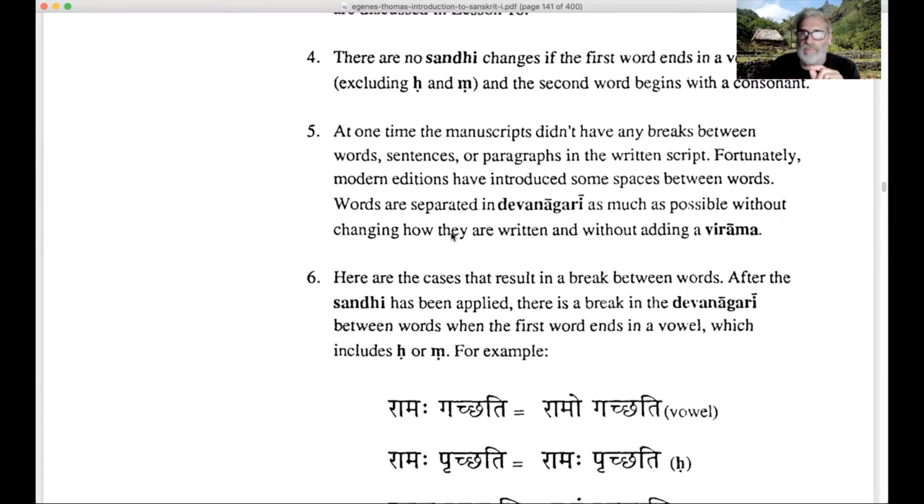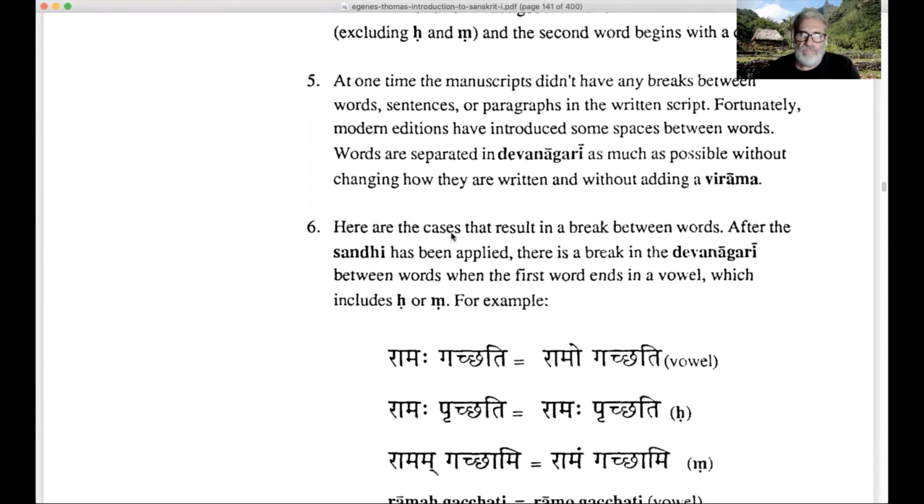So words are separated in Devanagari as much as possible without changing how they're written and without adding the virama. So we try to avoid using the virama, right? And we try to put things together, but as much as possible, he's going to try in this book to keep the words separate, right?